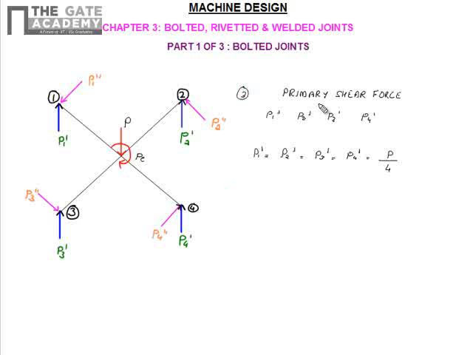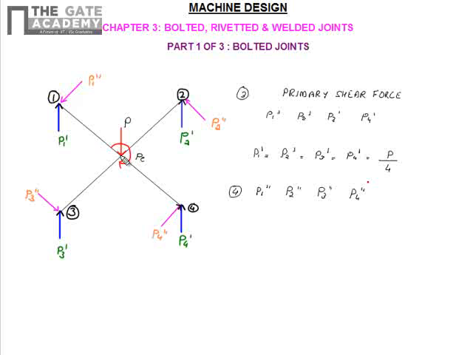Now the fourth step is the secondary shear force, which is generated because of the couple PE acting at the centroid. This couple about the centroid results in the secondary shear forces, basically P1 double dash, P2 double dash, P3 double dash and P4 double dash. Here in this figure, the green values are the primary shear force and this color shows the secondary shear force. The secondary shear force acts normal to the line connecting the bolt to the centroid.